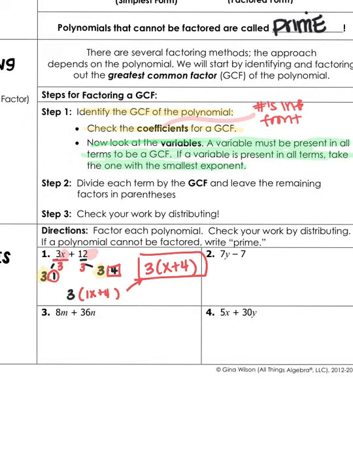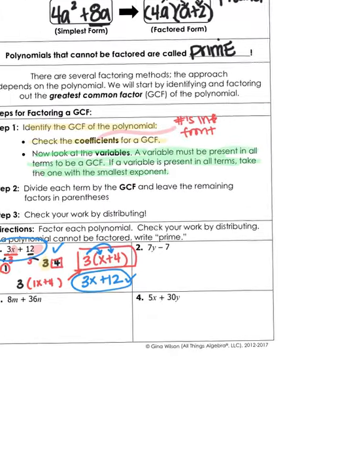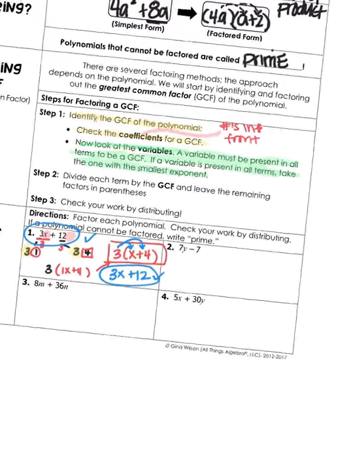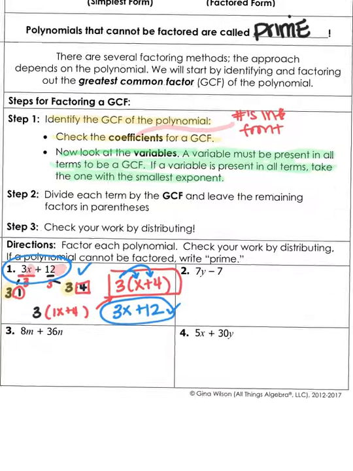And then we can always check by distributing back in. We should get what we started with. So 3 times X is 3X, and 3 times 4 is 12. Is this what I started with? Yeah. So that means I put it in factored form correctly. All right, let's go ahead and try number 2 on your own.